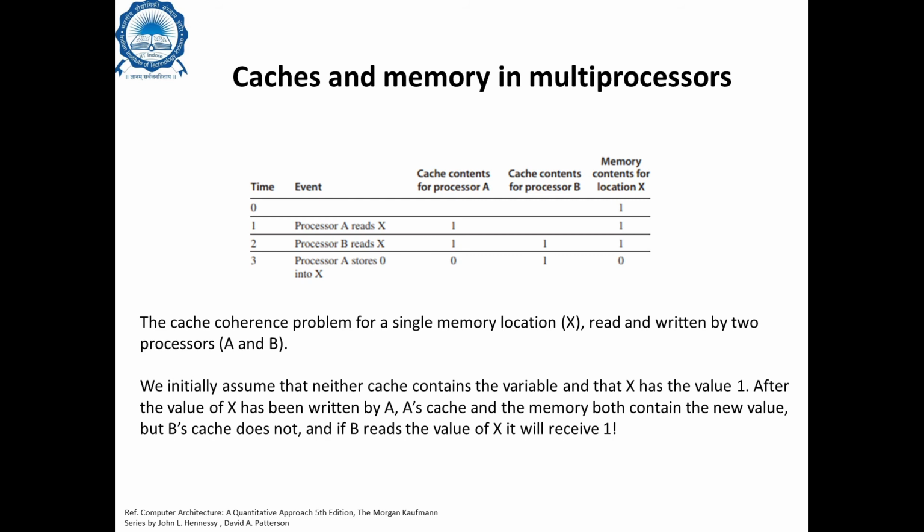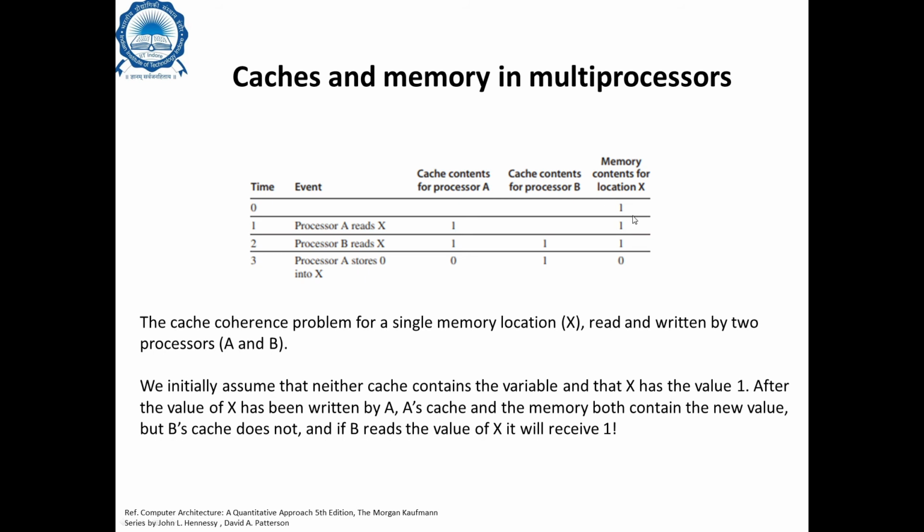Okay, let's see this small example. Let's say in the first column you have the time event 0, 1, 2, 3, and then you have the actual event, and the third column with the cache contents of processor A, and then the fourth column is cache contents of processor B, and finally the last column is the memory contents, which is the RAM contents of location X.